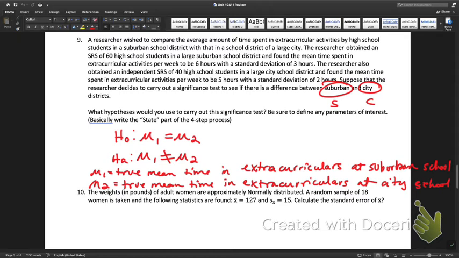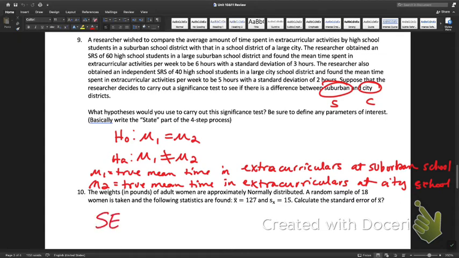All right, number 10. The weights in pounds of adult women are approximately normally distributed. A random sample of 18 women is taken and the following statistics are found. X bar is 127, standard deviation is 15. Calculate the standard error of X bar.